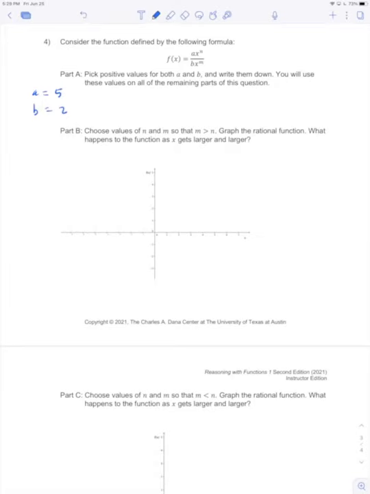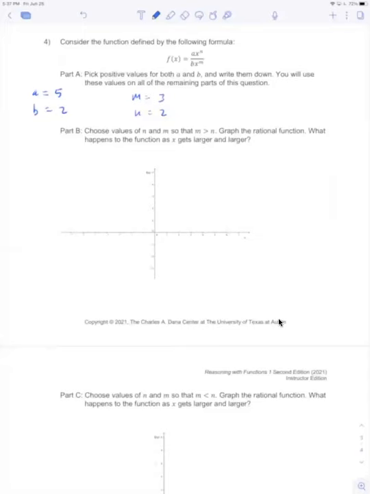Part B, choose values of n and m so that m is larger than n. Graph the rational function. What happens to the function as x gets larger and larger? So m has to be larger than n. So why don't we do m is 3 and n is equal to 2. So there we go. 3 is larger than 2. So we have to graph this next. So let's go to the calculator.